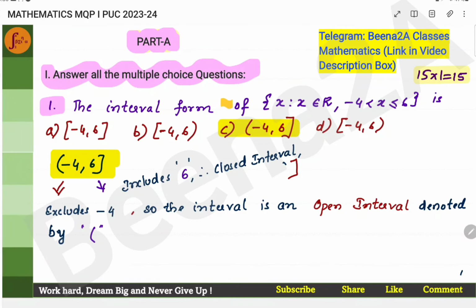Hi everyone. In this video, we'll go through the explanation of the model question paper. If you just want the model question paper with solutions, there is a video for that as well that does not have any explanation. So, Part A: answer all the multiple choice questions.